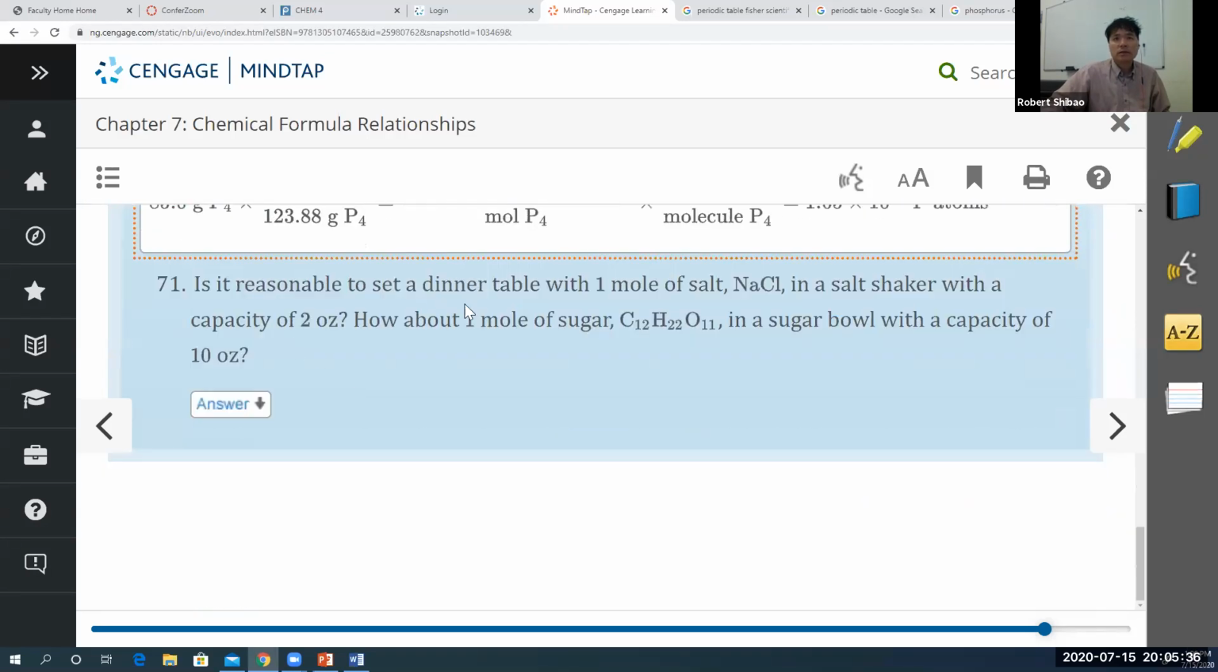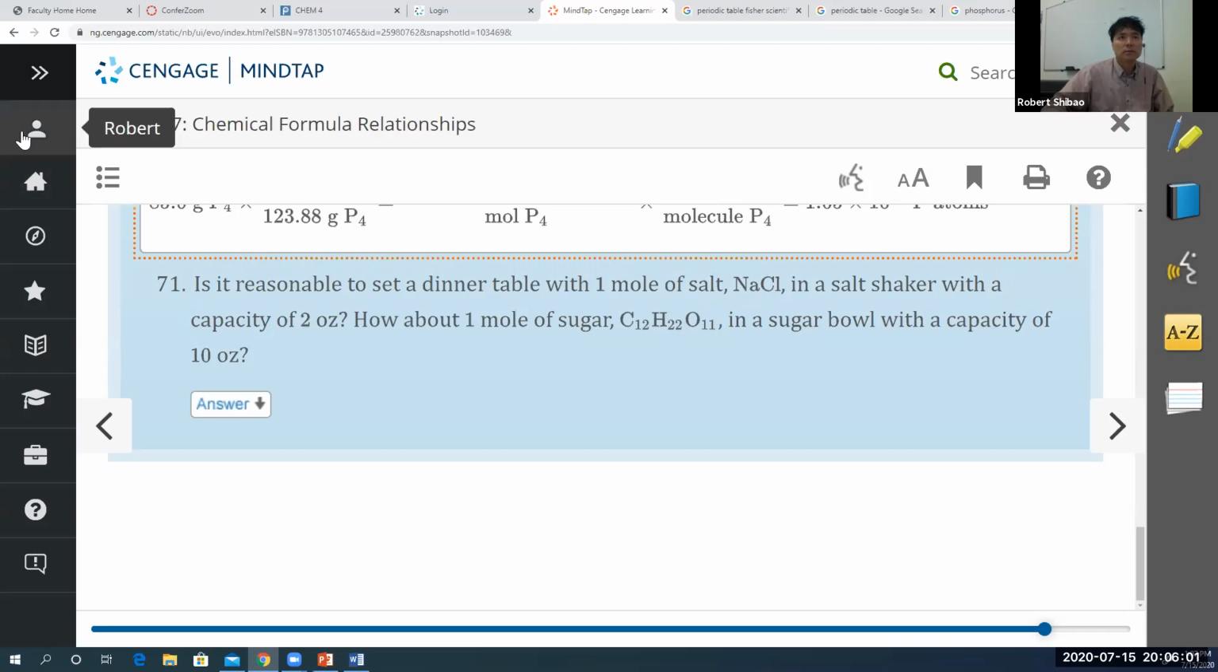Is it reasonable to set a dinner table with 1 mole of salt, sodium chloride, in a salt shaker with a capacity of 2 ounces? How about 1 mole of sugar? Okay, well, let's see, 2 ounces. Well, 1 mole of salt. Okay, 1 mole of sodium chloride is what we got. And so let's do that. If I have 1 mole of sodium chloride, how big of a container do I need?